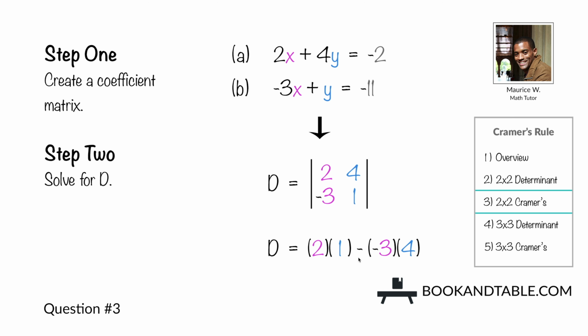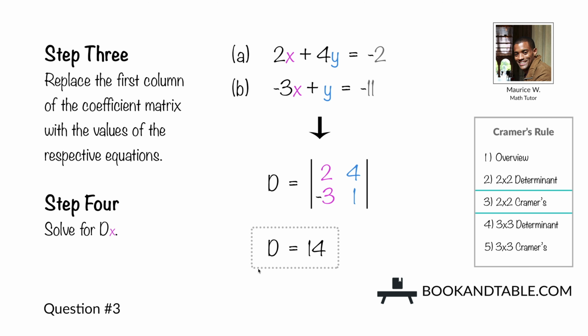So we see d is equal to 2 times 1, which is 2, minus negative 3 times 4, which is negative 12. 2 minus negative 12 is equivalent to 2 plus 12, and that's equal to 14. So we see d is equal to 14. We put that to the side, and now we want to find dx. So we replace the first column of the coefficient matrix with the values of the respective equations. So this is the 2 by 2 matrix we'll use to solve for dx.